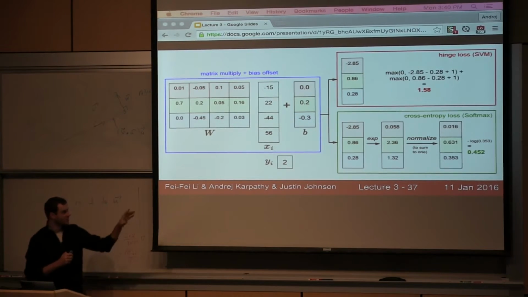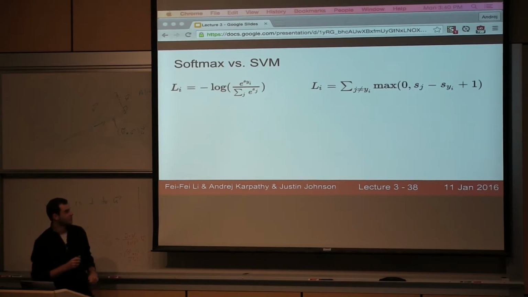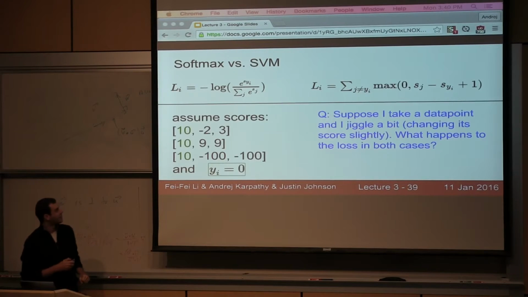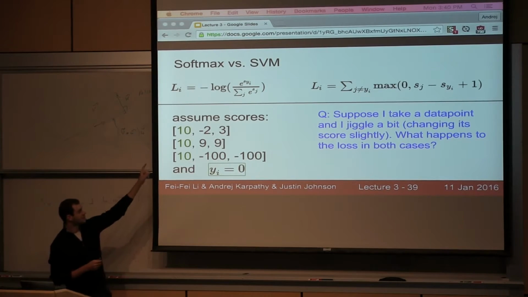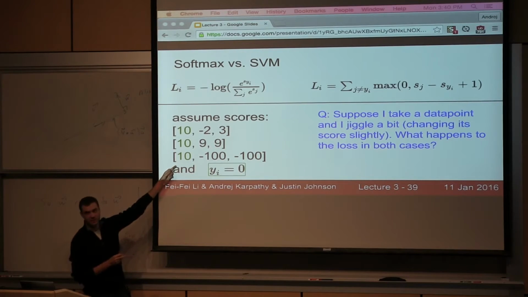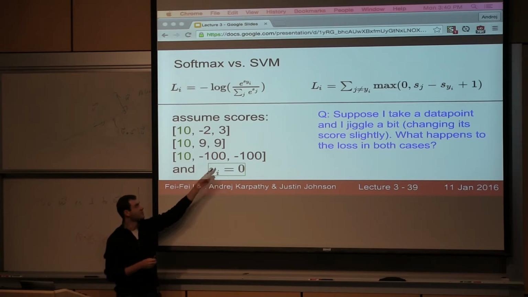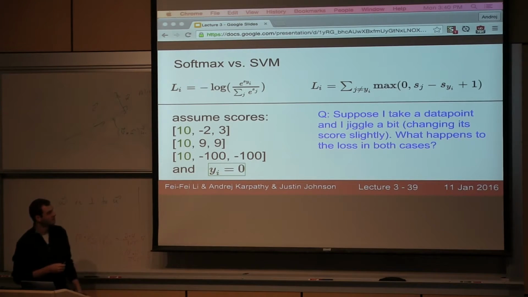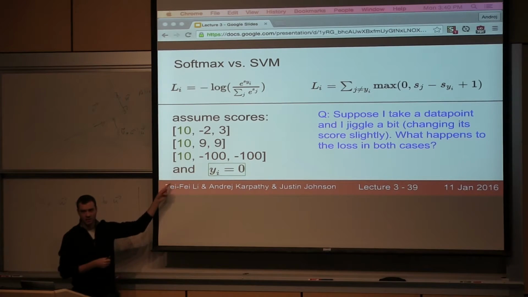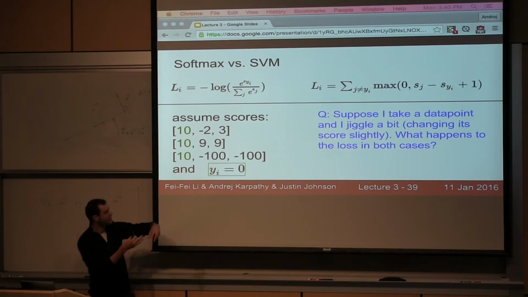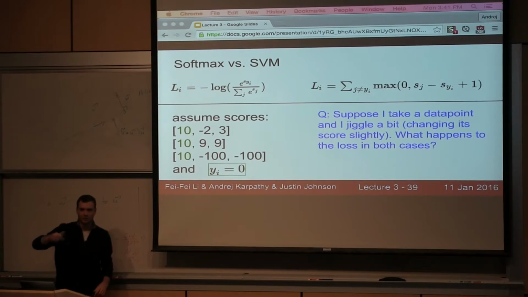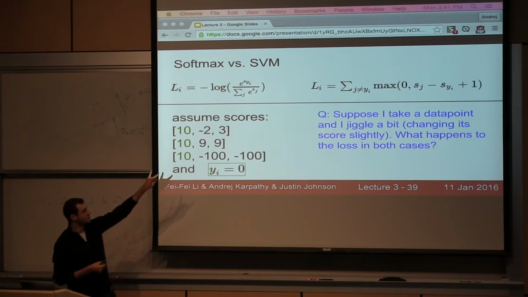OK, cool. Let's look at some interpretations of these two and exactly how they differ. So softmax versus SVM, and I'm trying to give you an idea about one property that is quite different between the two. They have these two different functional forms. Now assume that we have three examples and three classes, and these are the scores of these examples. For every one of these examples, the first class is the correct class. So 10 is the correct class score, and the other scores are these guys. Now just think about what these losses tell you about how desirable these outcomes are in terms of that W. One way to think about it: suppose I take the third data point, 10, negative 100, negative 100, and I jiggle it, moving it around a bit in my input space. What is happening to the losses as I do that?